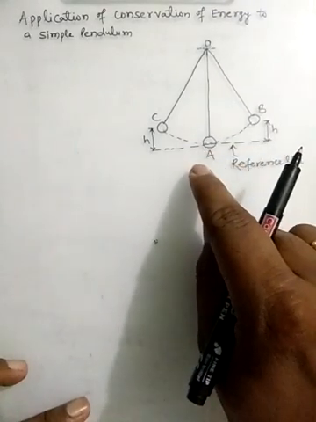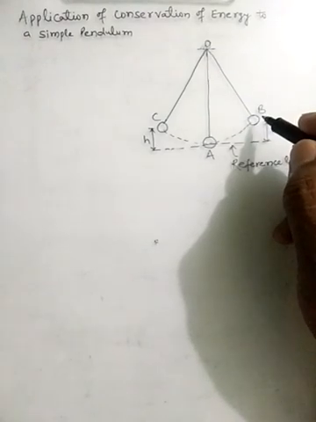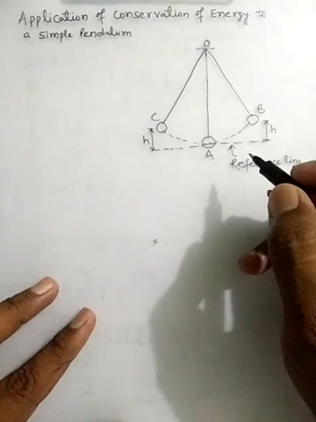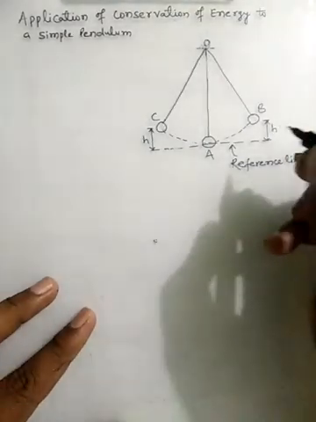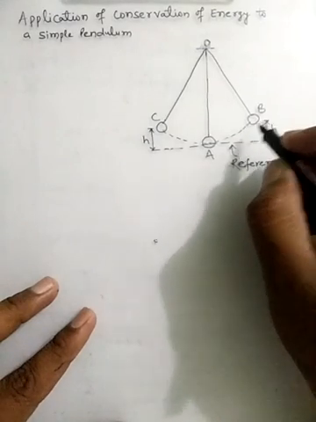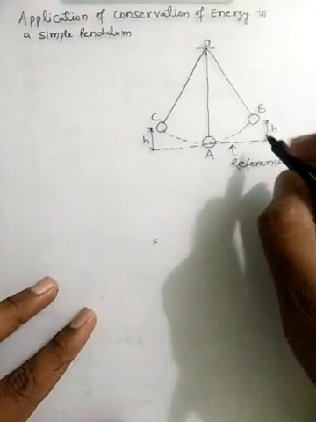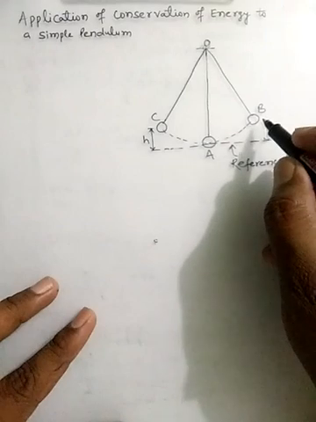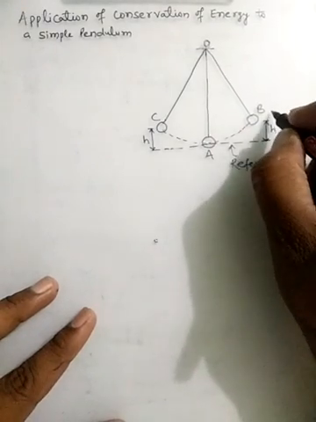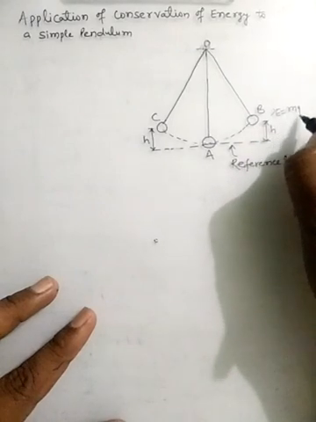If we displace this bob from its rest position to point B, then there is a gain in energy, which is in the form of potential energy of the bob. At point B, the height of point B from the datum line or reference line which passes through point A is h. This is the height of the bob at point B from this reference line. Then at point B, the potential energy obtained by the bob will be equal to mgh.